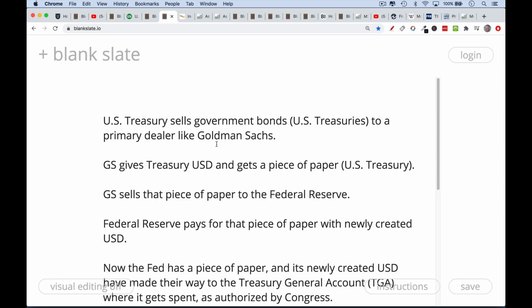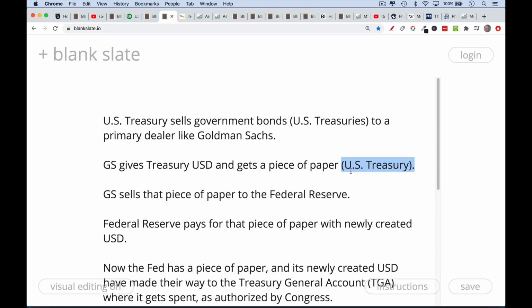We're going to sort of follow the money trail. Basically, what happens is the U.S. Treasury does these auctions where they auction off these digital pieces of paper called treasuries or government bonds, and they sell them to primary dealers, groups like Bank of America, Goldman Sachs, etc. These are just big banks that buy the treasuries from the U.S. government. Now, when Goldman Sachs buys a treasury bond from the U.S. government, Goldman Sachs gives the Treasury U.S. dollars, and in return they get a digital piece of paper, in other words, a U.S. treasury or government bond.